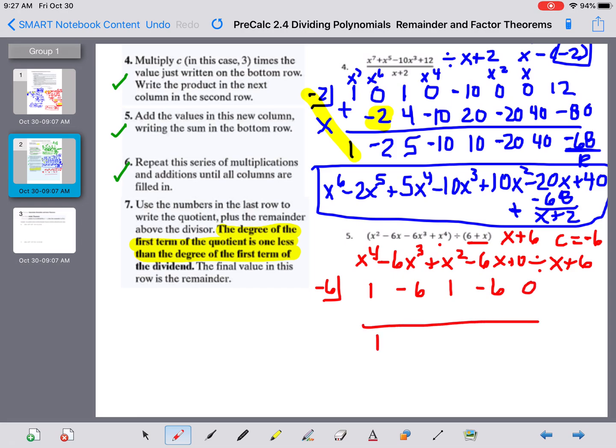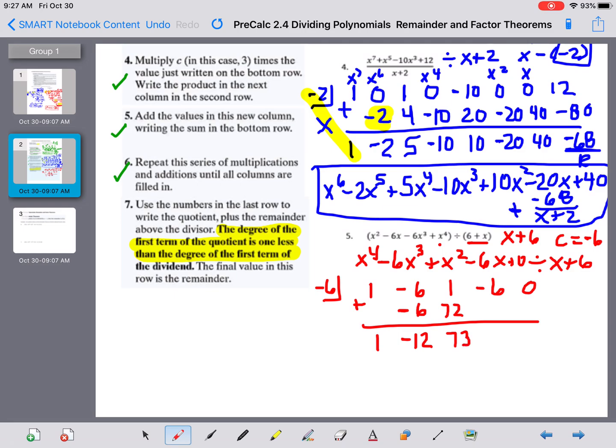Drop the first one straight down, 1. Then we take our corner. Negative 6 times 1 is negative 6, and we put it right there. We always add coming straight down. Negative 6 plus negative 6 is negative 12. Negative 12 times negative 6 is a positive 72. 1 plus 72 is 73.